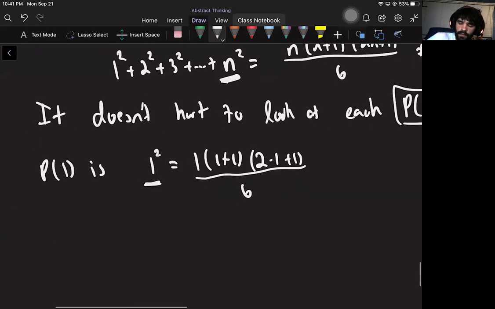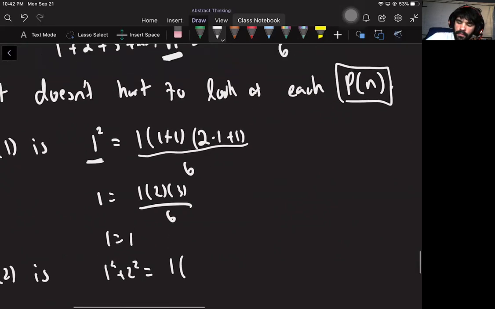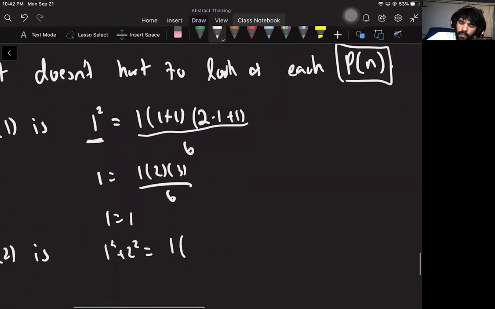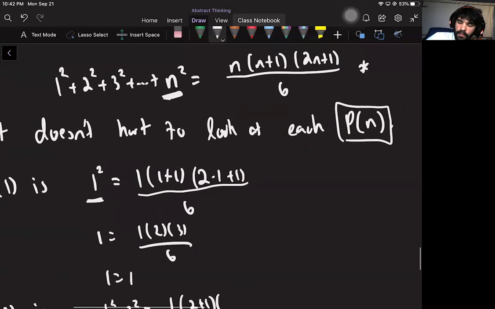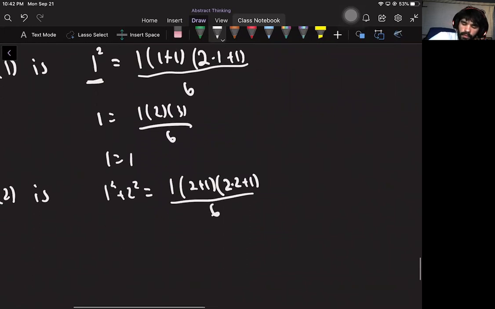Okay, so let's see if this is true. 1 equals 1 times 2 times 3 over 6. Yes, 1 equals 1. Okay, let's do one more just for a little check. So P of 2 is the claim that 1 squared plus 2 squared is going to be 1 times, let's look at this formula up here, 2 plus 1 times 2 times 2 plus 1 over 6. Okay, so what is this? 4 plus 1 is 5, and on the right, 1 times 3 times 5. That can't be right.